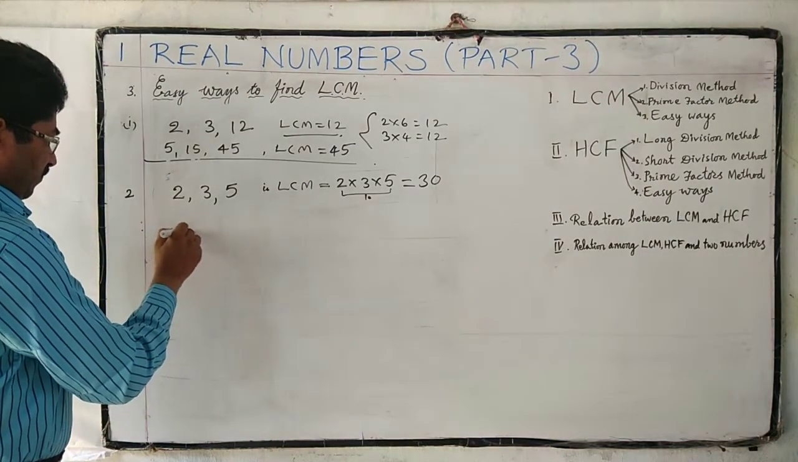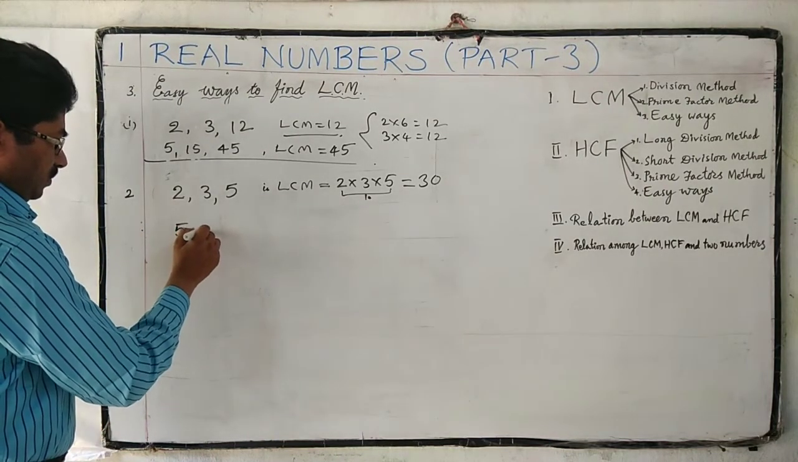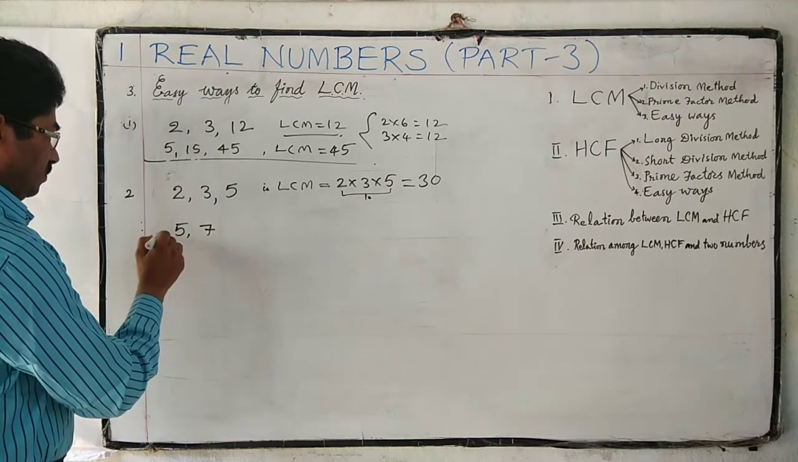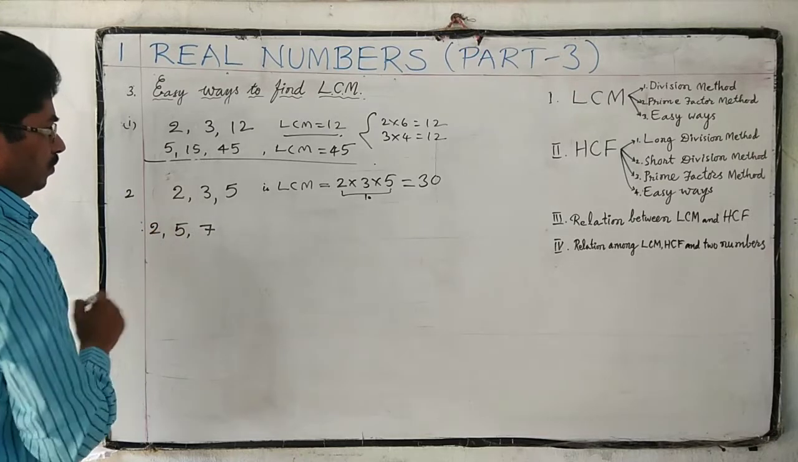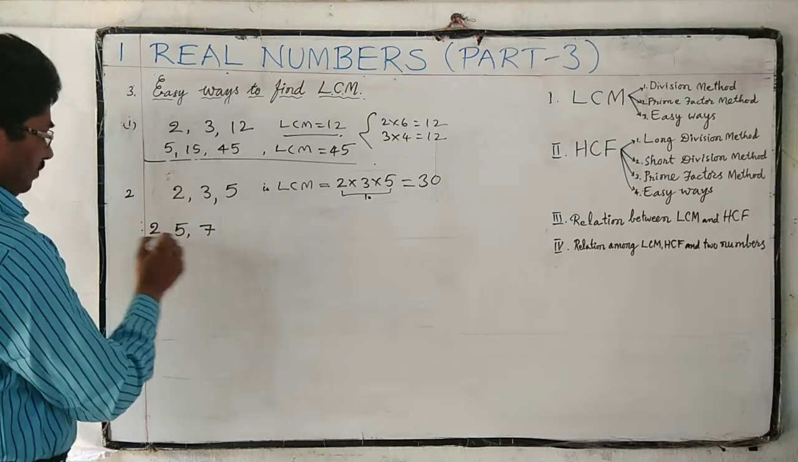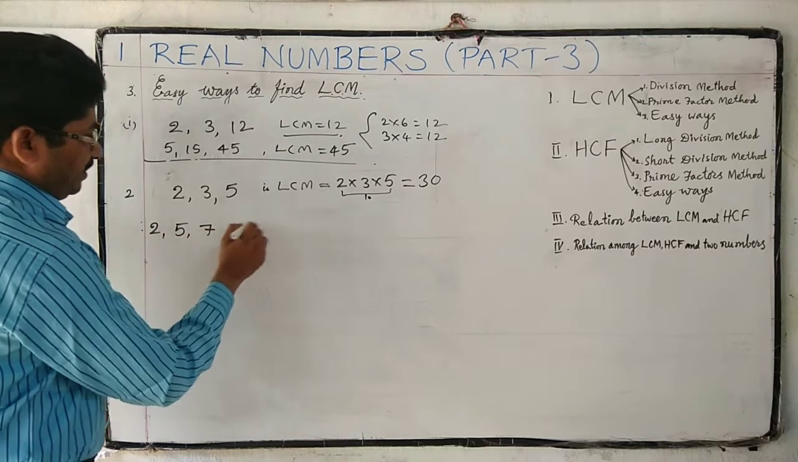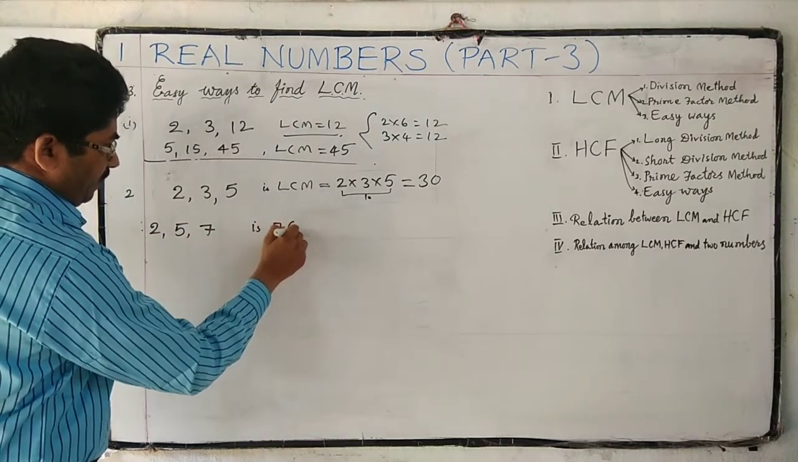Next, 5, 7, 2. 2 fives are 10, 10 sevens are 70.